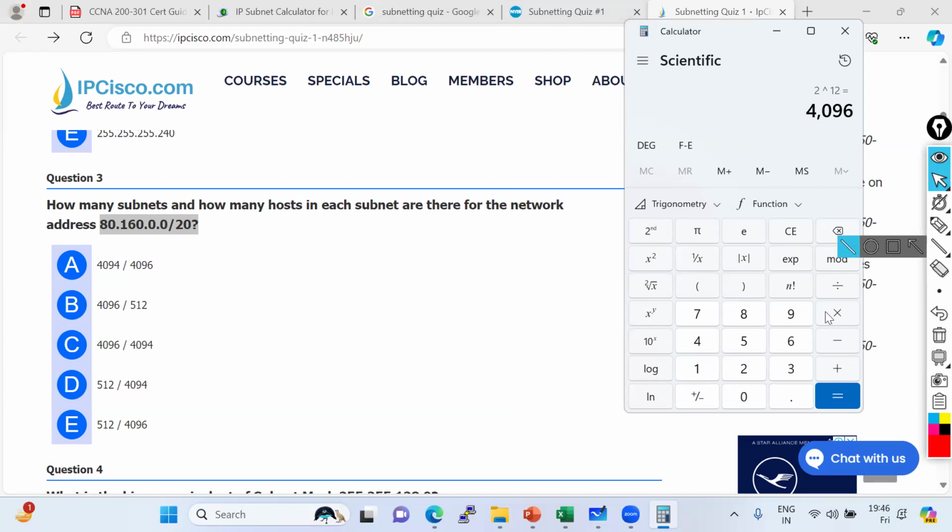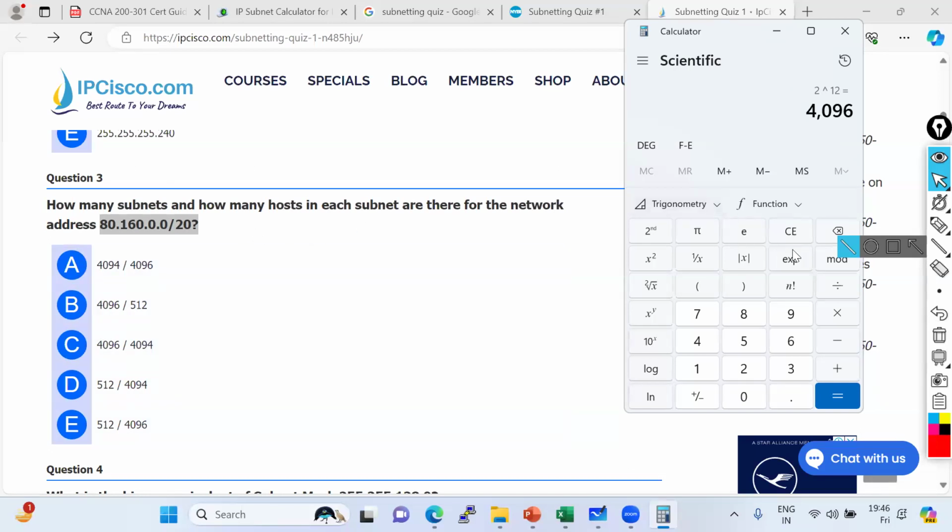And then, what was the question again? How many subnets and how many hosts? So the host we found is going to be 4096. But they did not ask for valid hosts, so the answer could be 4096 or 4094 as well. They just said host, so host is 4096. And subnets, how many subnets?